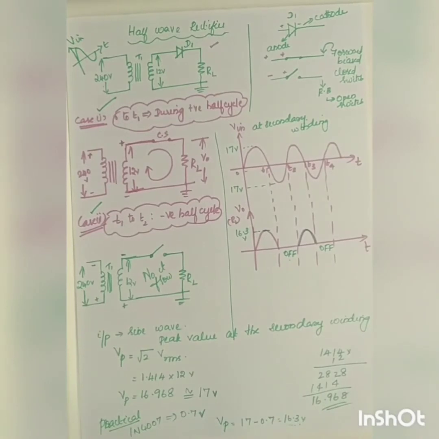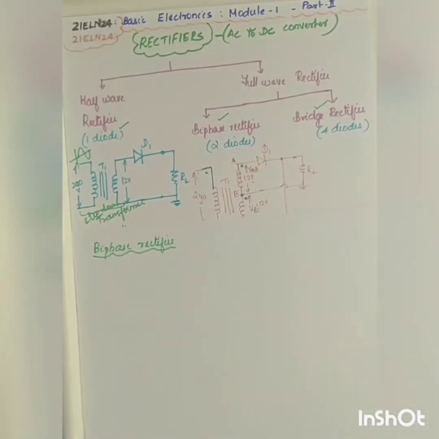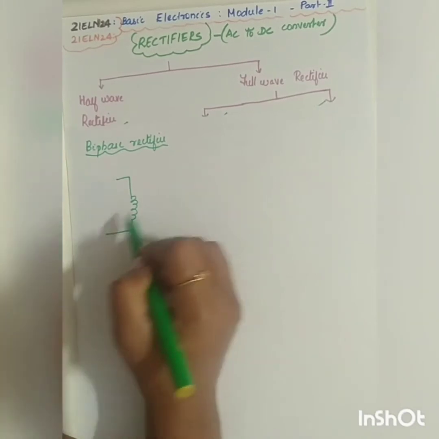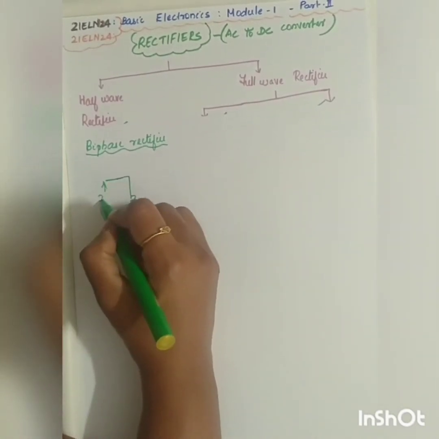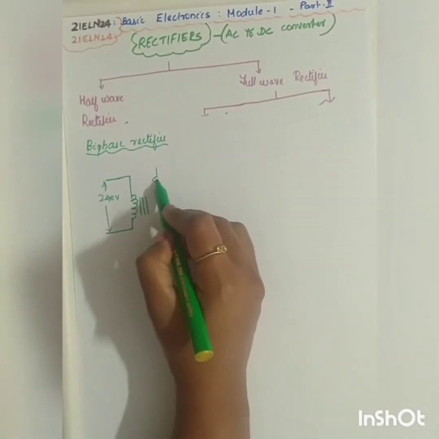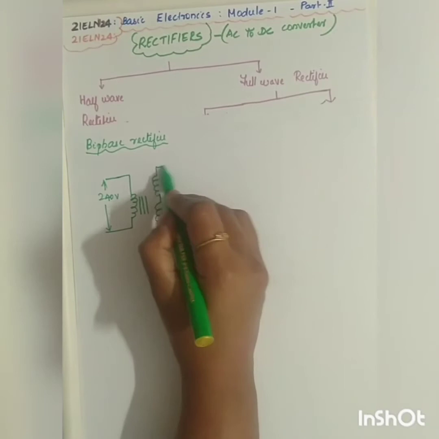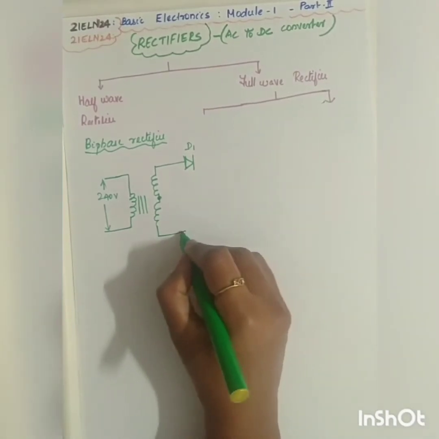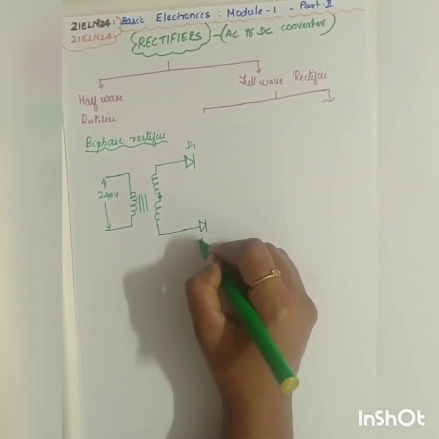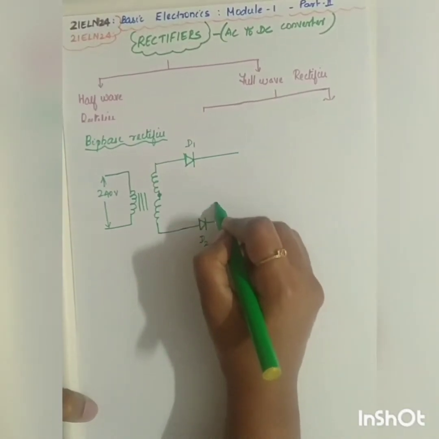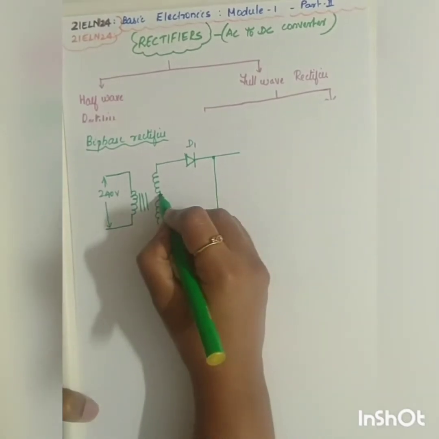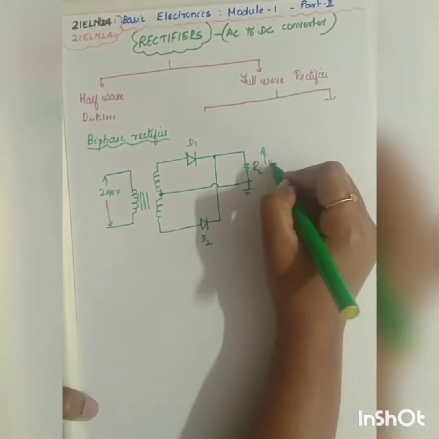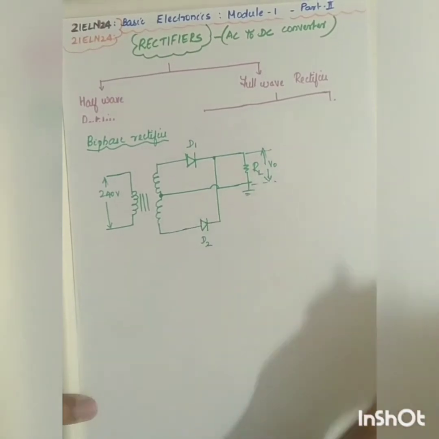Now let's see the full wave rectifier. Let me draw the biphase rectifier once again. The overall diagram has a center tapped transformer, and the input is going to be 240 volt. You will be utilizing two diodes, diode D1 and diode D2, connected to the center tapped transformer. Then this is going to be your load resistor RL, and here you will be getting your output V0.